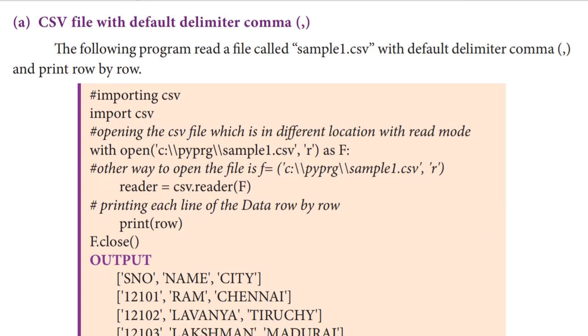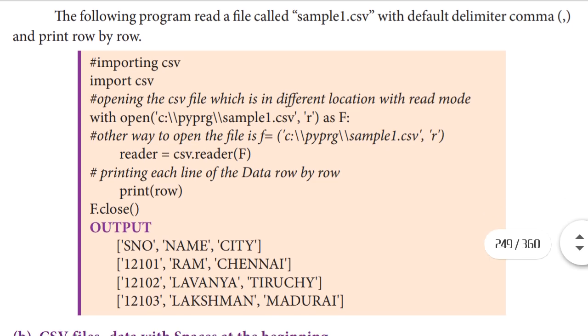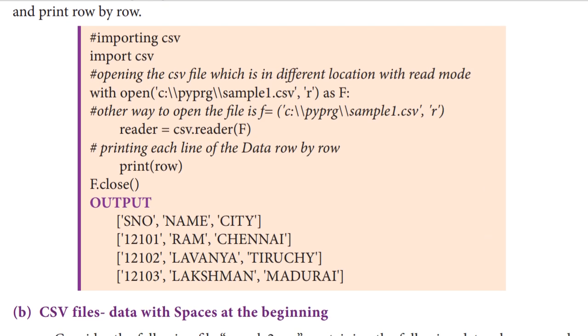First we are going to see a CSV file with the default delimiter comma. The following program reads a file called sample1.csv with the default delimiter comma and prints row by row. So here is the example Python program.